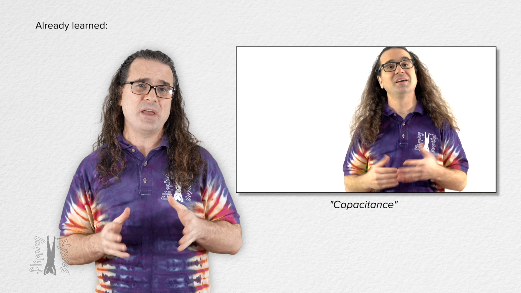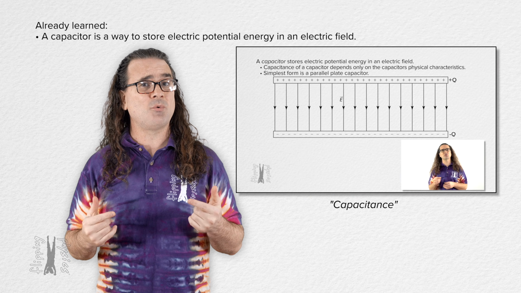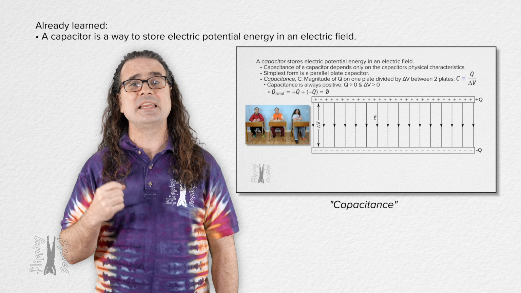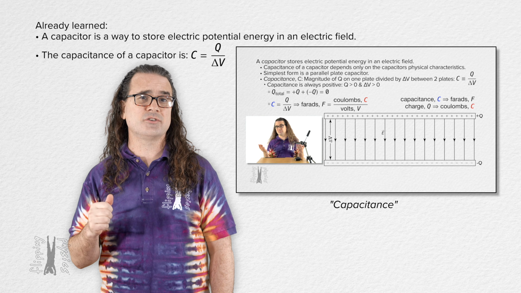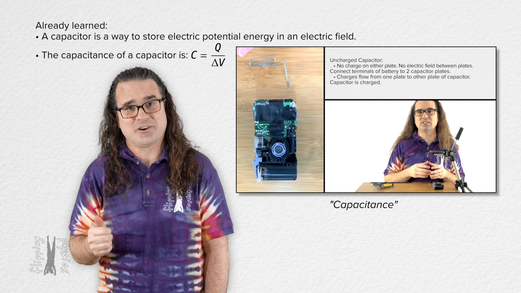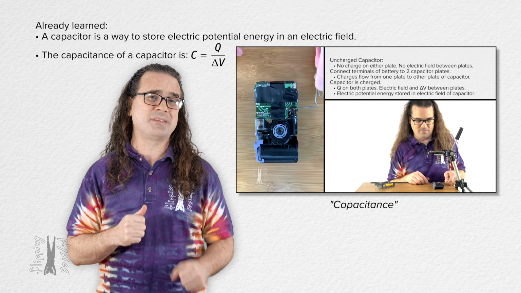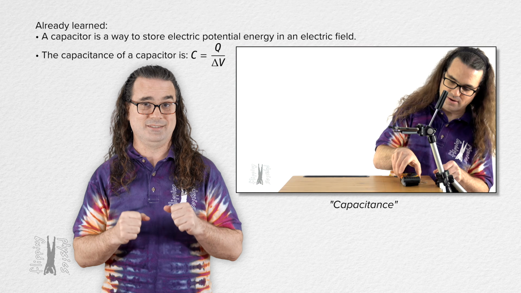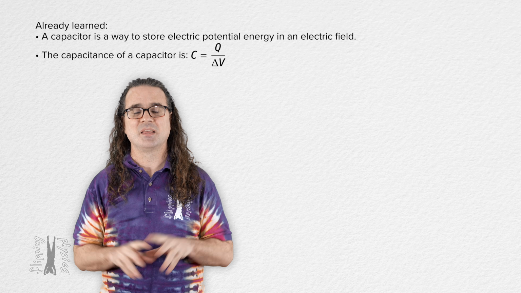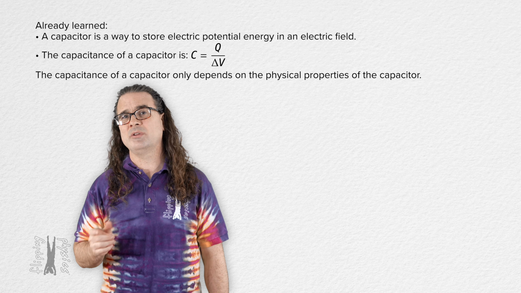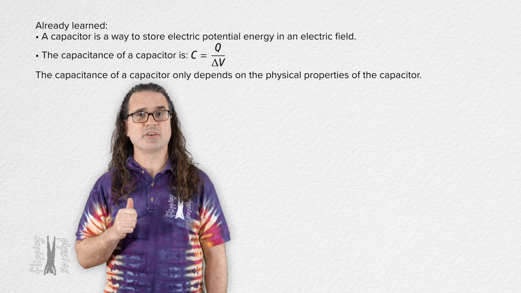Good morning. We have already identified that a capacitor is a way to store electric potential energy in an electric field, and that the capacitance of a capacitor equals the charge stored on the positive plate of the capacitor divided by the positive electric potential difference between the two plates. Flippin' physics. The capacitance of a capacitor only depends on the physical properties of the capacitor.